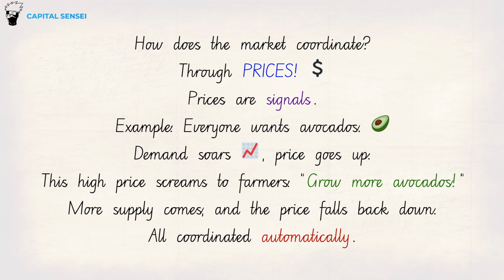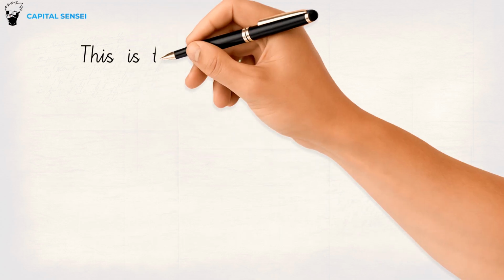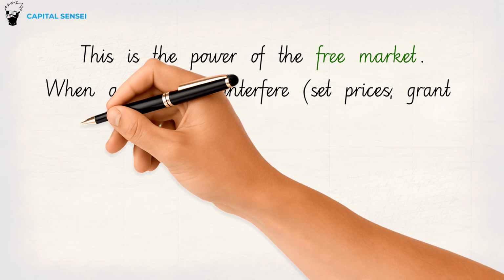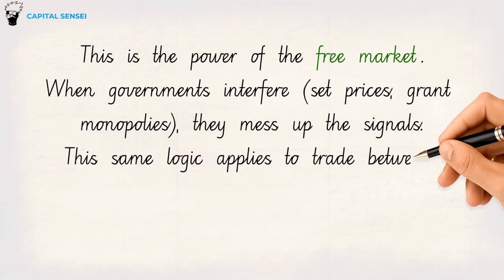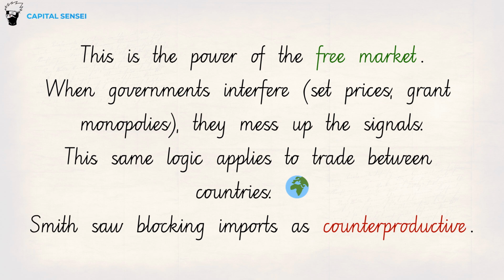No government committee had to issue a decree saying, we must produce 7 million more avocados this year. The market, through the price signal, coordinated the actions of millions of consumers and thousands of farmers automatically. It's a beautifully elegant, self-regulating system. This is the power of the free market that Smith championed. He argued that when governments interfere too much by setting prices or granting monopolies, they mess up these signals and make everyone worse off. This logic naturally extends to trade between countries.